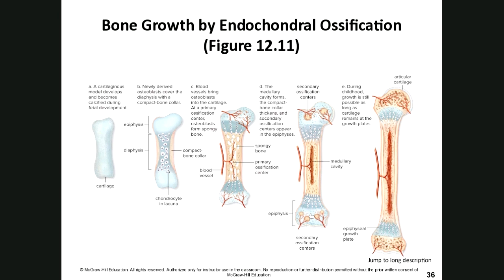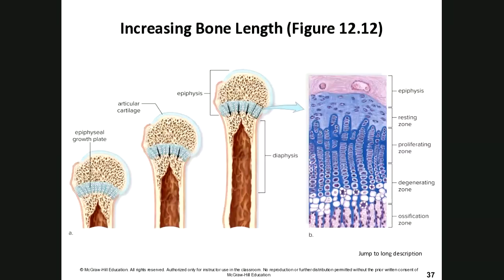Throughout your childhood, growth is still happening as long as there's cartilage at these growth plates. And what you'll find is that as the child gets older, this amount of cartilage starts to shrink because it starts to become bone, and the bone begins to get longer and longer until there's no more cartilage left. All that's left is the epiphyseal line, and that's how we know we've stopped growing. That's why when you look at an X-ray, you can tell if a child has stopped growing or not.